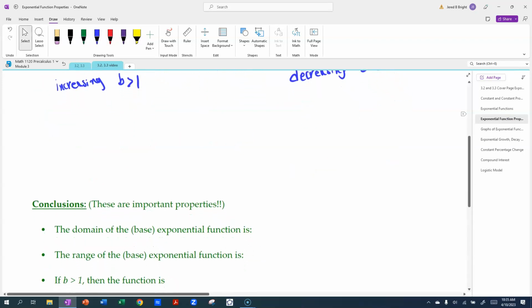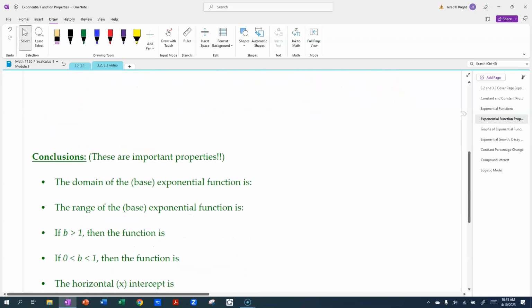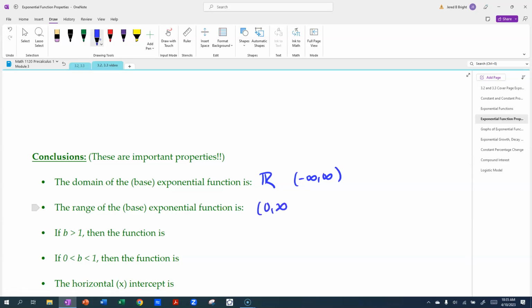Okay, and so let's just fill out the information here that we already have. So domain is all real numbers, or minus infinity to infinity. Range is 0 to infinity. If b is greater than 1, then the function is increasing. And if the function's base is between 0 and 1, it is decreasing.